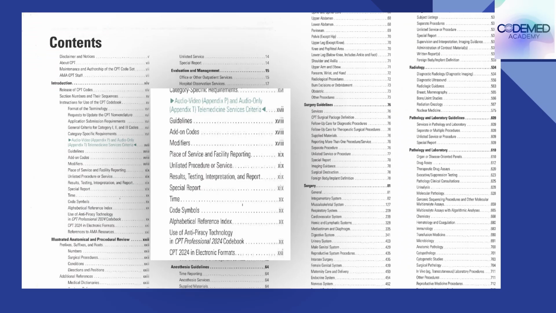So let us understand the content of this book. There is an introduction to a few topics, and then you can see the various topics: the evaluation and management, surgery guidelines, surgery, radiology, pathology. And in the introduction, the topics which are very important for us are understanding the time, the place of service code, and the modifier. So we are going to see one by one.